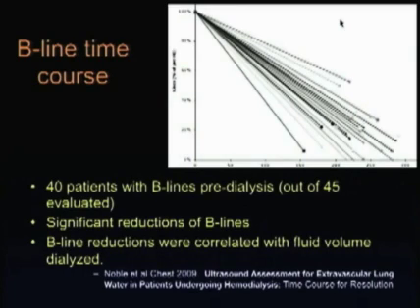Noble and her colleagues have really looked at B-line scores using the more sophisticated 28 rib space technique before and after dialysis in a number of patients, and correlated it with the amount of volume dialyzed off patients. And as can be seen here, the number of B-lines is almost exactly correlated with the amount of fluid removed from patients during dialysis.